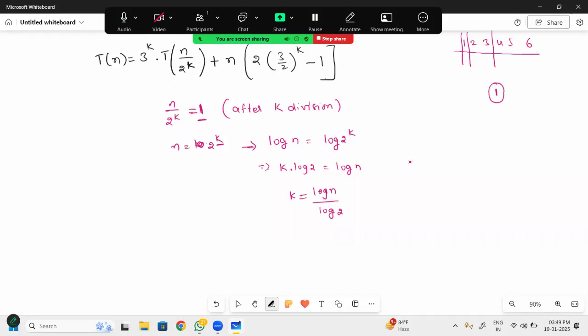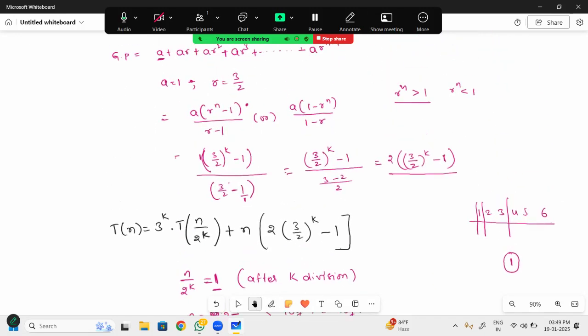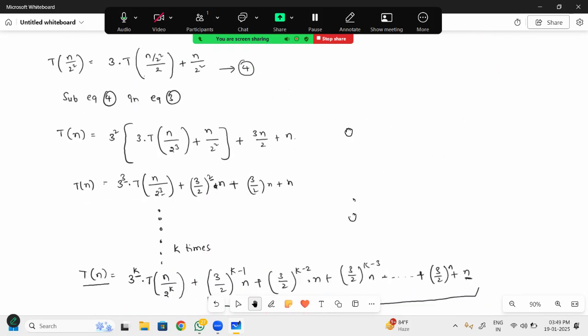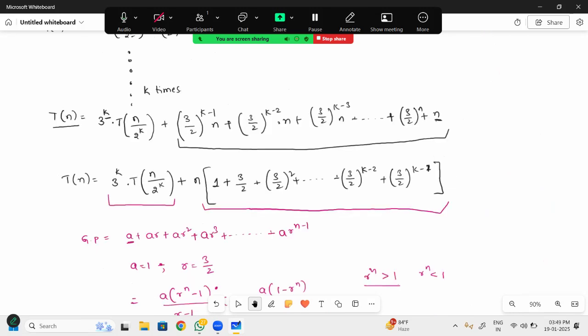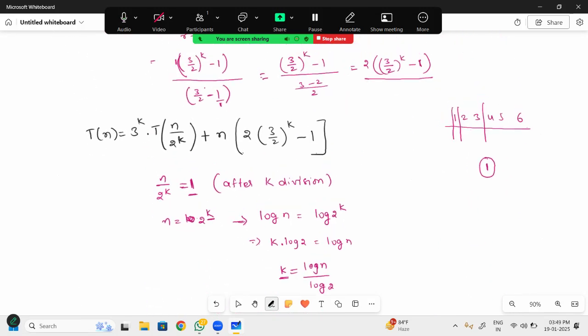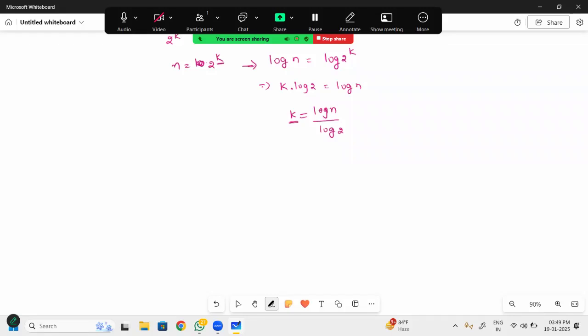Now I need to substitute this k value in our main equation. So I am going to give this equation a number. What was the last equation number? 4. I am giving this equation number 5. So this is 5. Substitute the k value in equation 5. So how will it be converted?